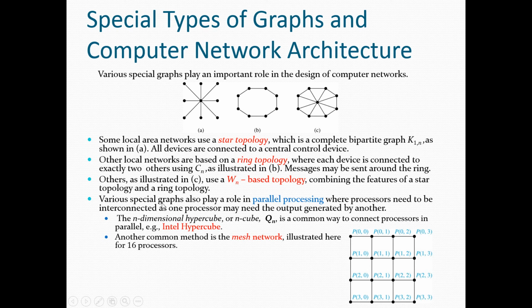Various special graphs also play a role in parallel processing, where processors need to be interconnected as one processor may need the output generated by another. So we have the n-dimensional hypercube, or n-cube, Qn, which is a common way to connect processors in parallel processing, as in the Intel hypercube. Another common method is the mesh network, shown in this figure. In this mesh network, 16 processors are connected.